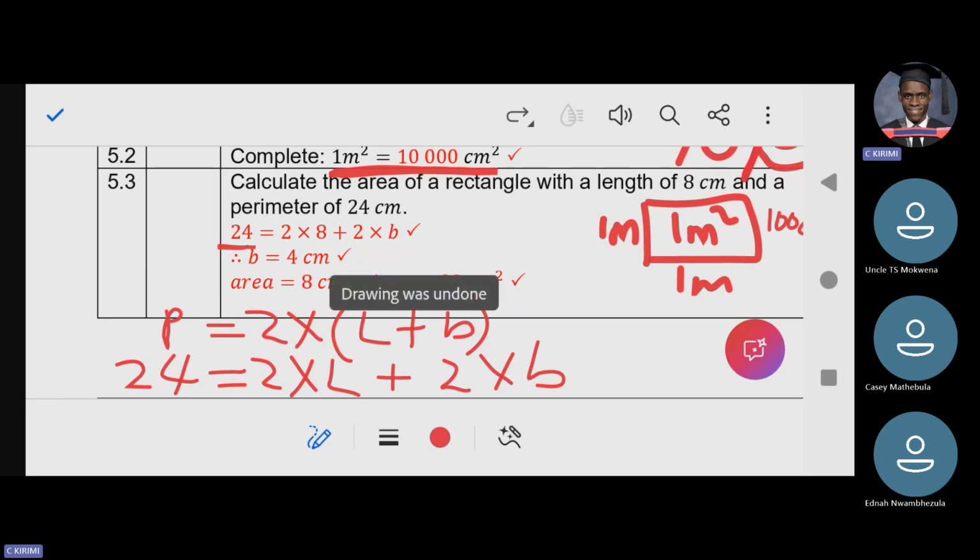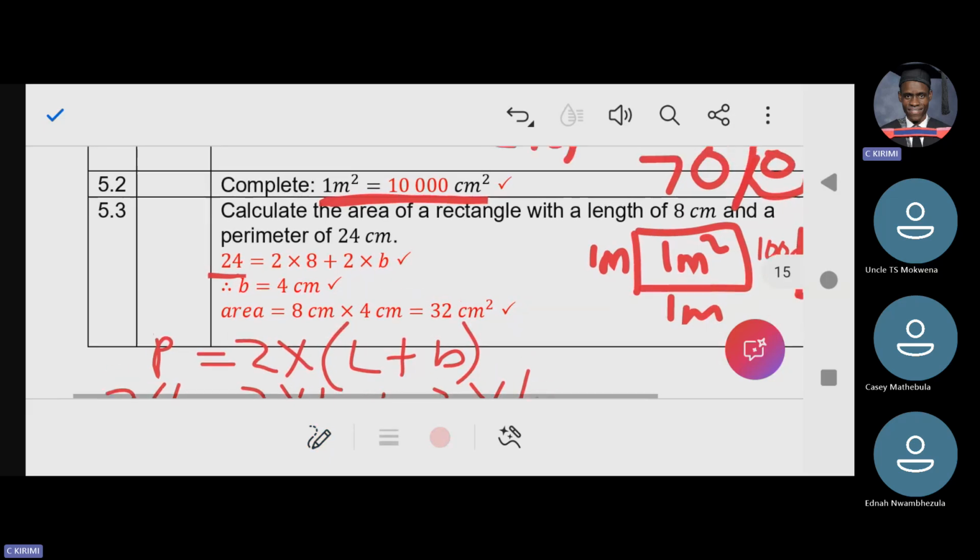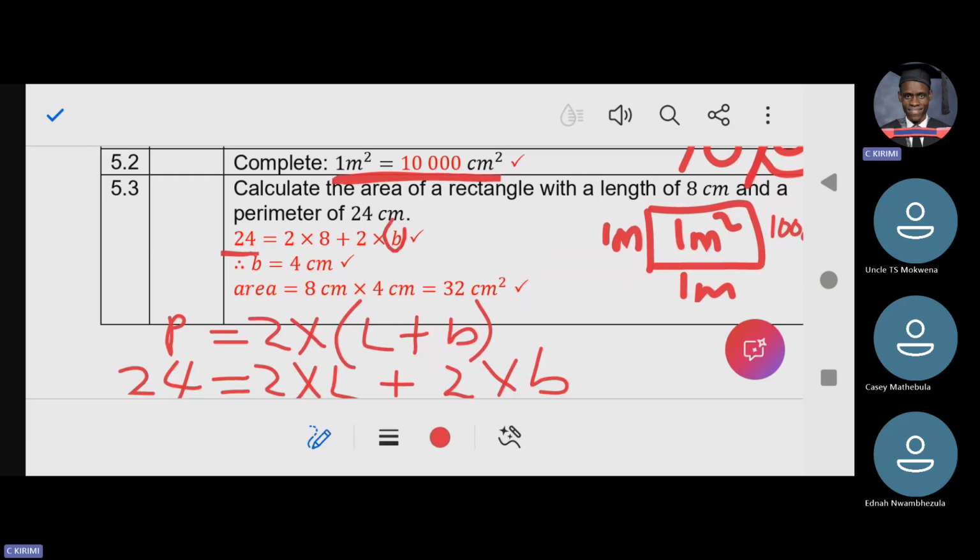Plus 2 times b, that is the b here. 2 times b. You don't know the breadth, you need it. So you calculate: 24 is equal to 2 times 8, which is what? 16. 2 times b is just 2b.